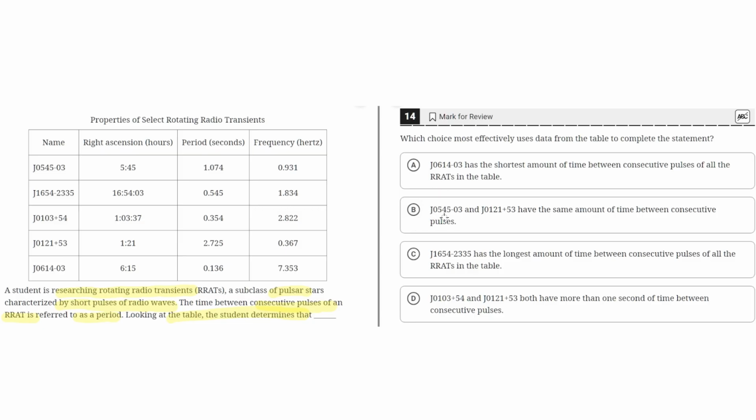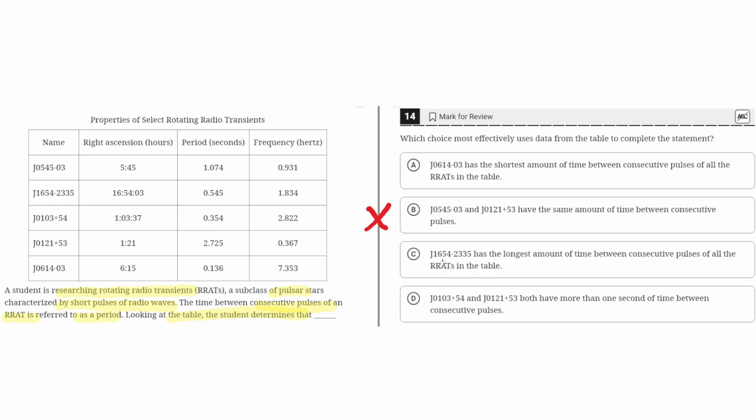B. J0545-03 and J0121+53 have the same amount of time between consecutive pulses. So this is saying that these two pulsar stars have the same period. But looking at this table, we can clearly see that no two pulsar stars have the same period. So we can easily eliminate B because this uses incorrect information from the data table.